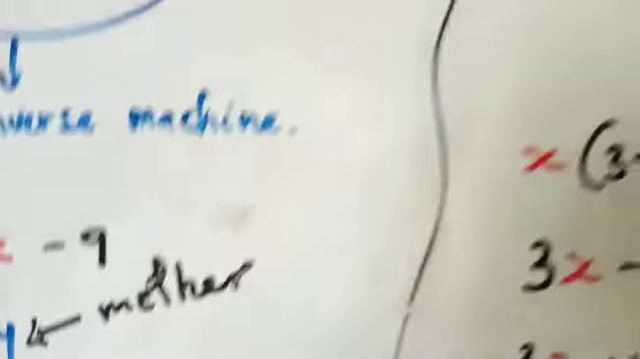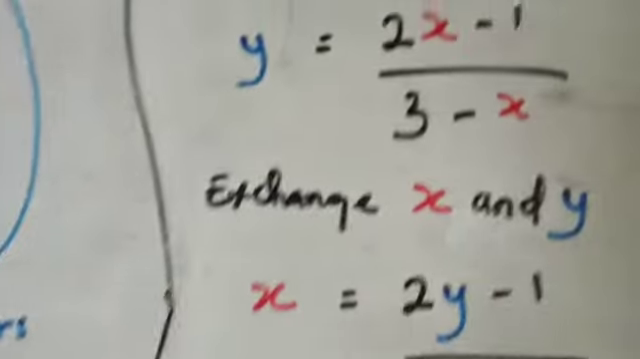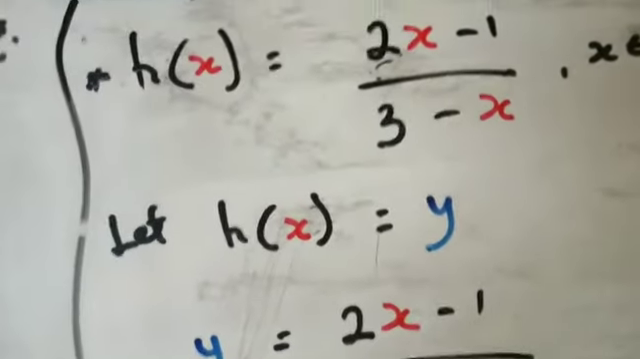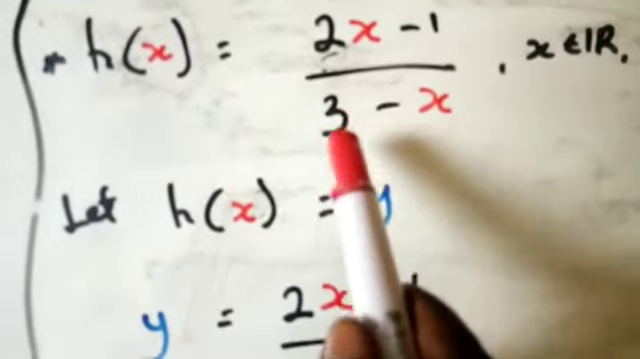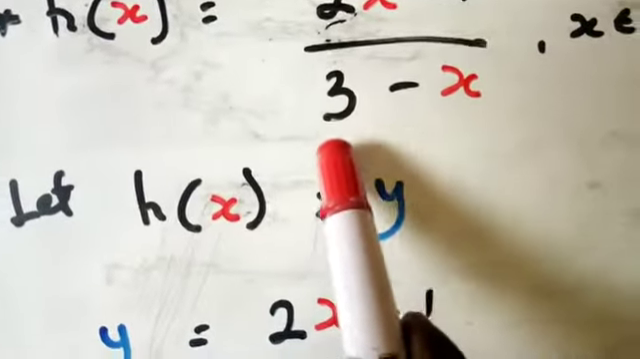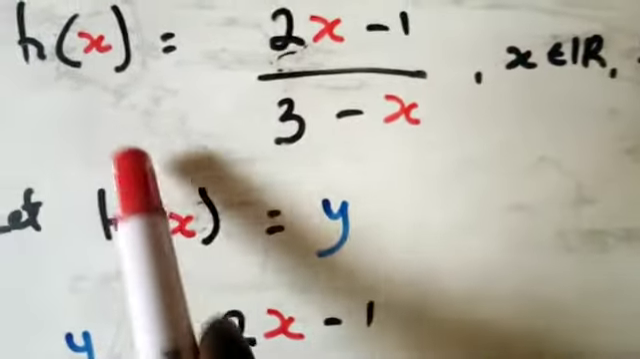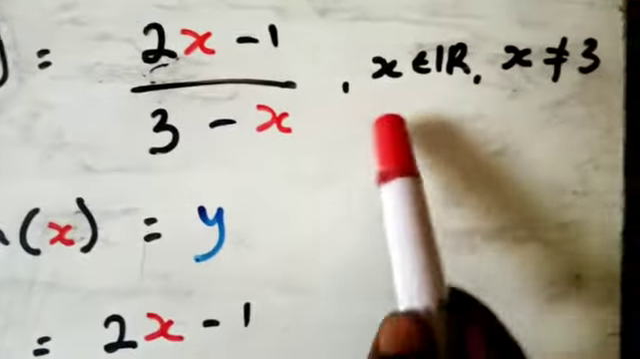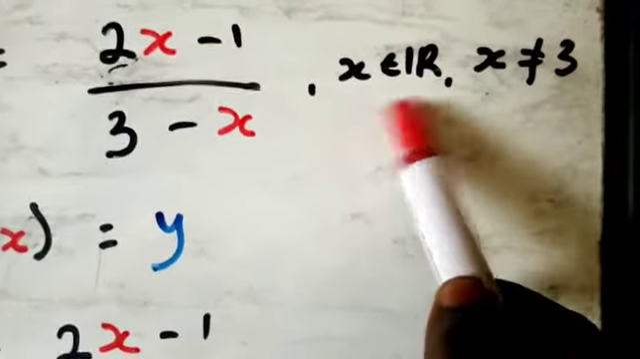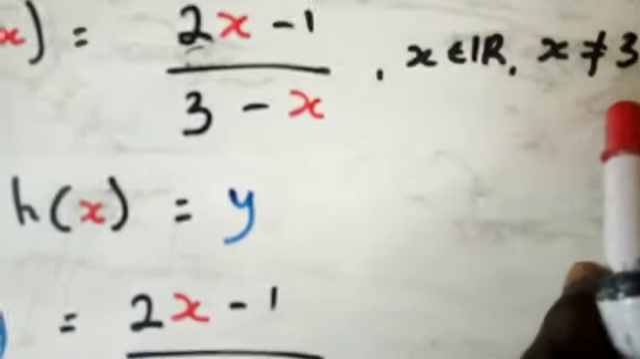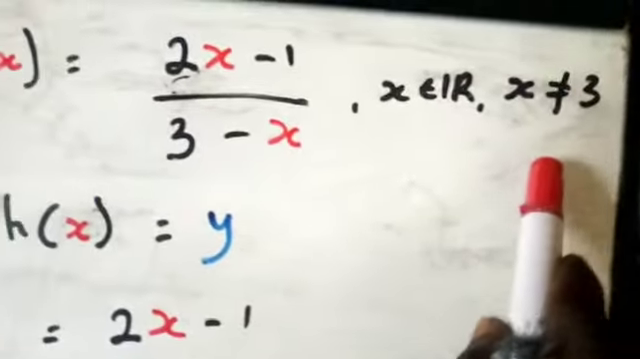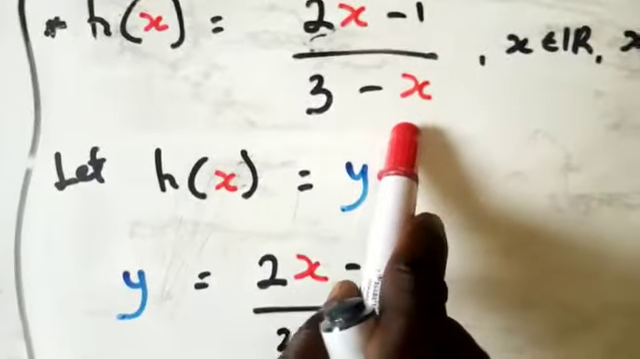So let's look at this second example here. h of x is equal to (2x minus 1) over (3 minus x). Where is the x coming from? The children are coming from the house of R, that is the real numbers, right? And we don't want x to be equal to 3, right? We don't want that. You know what will happen? Boom, the denominator will be 0.